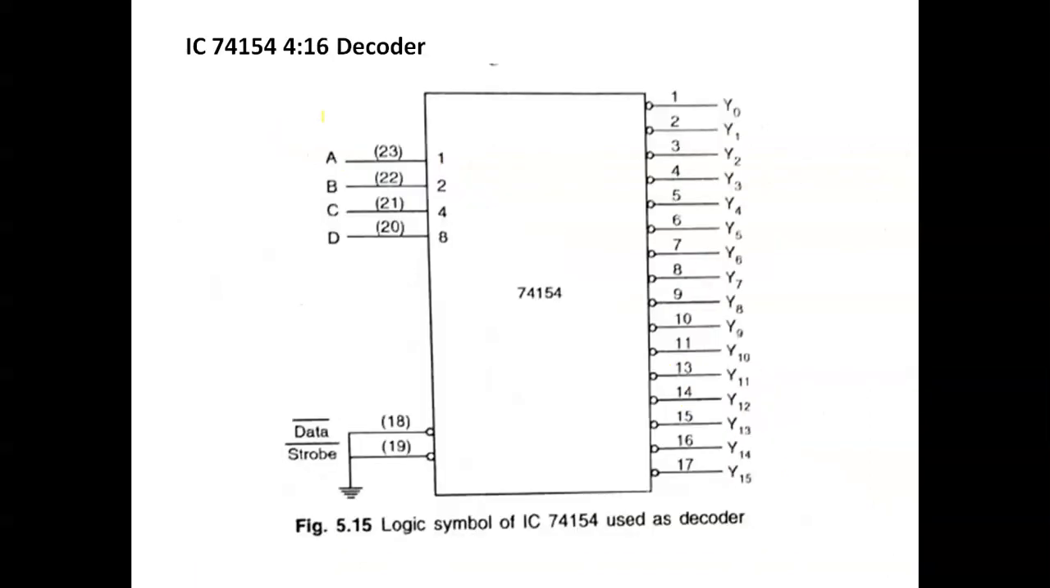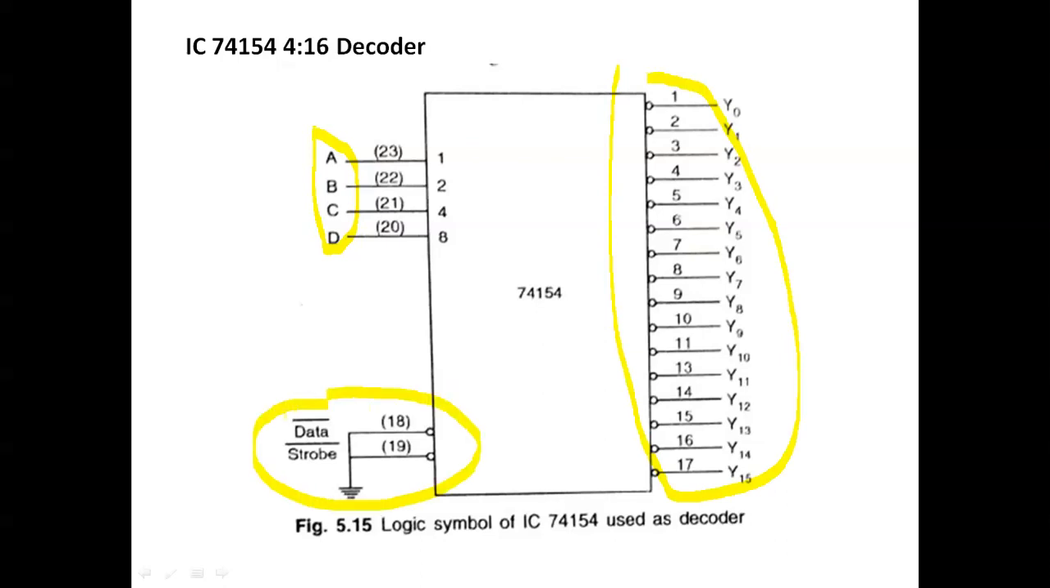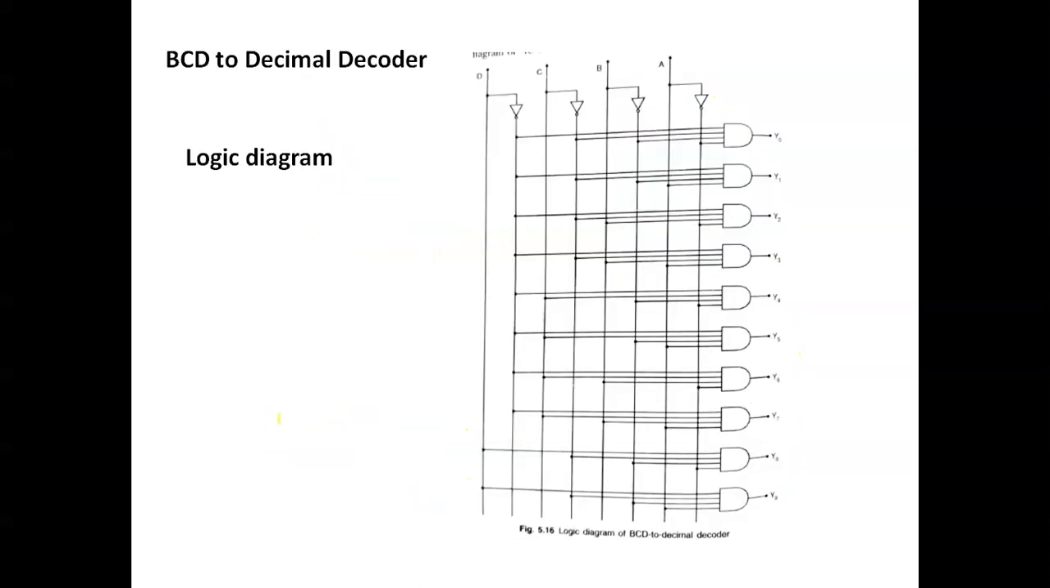This is IC 74154. It has 4 inputs, A, B, C, D, and 16 outputs, 0 to 15, along with data and strobe. So this is the 4 to 16 decoder IC 74154, and here is the logic diagram for the 4 to 16 decoder.